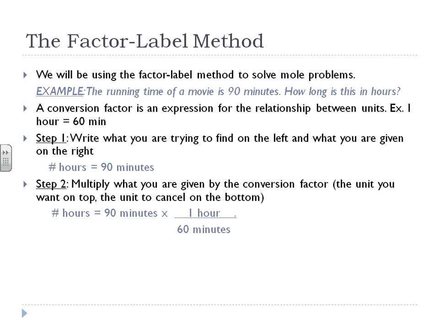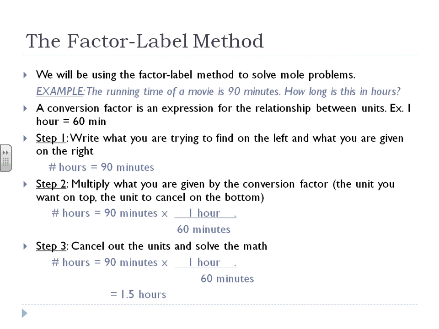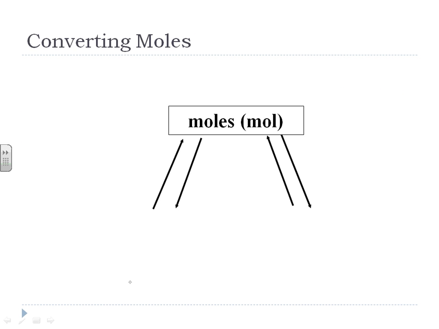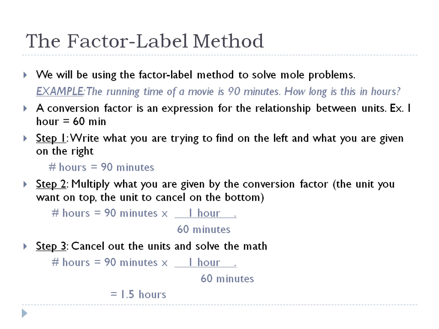Here's the trick. You have to put the unit that you want to keep on the top and the unit that you want to cancel on the bottom. So in this case, I'm going to put the hour on top and the 60 minutes on the bottom so that when I go to cancel out the units, they cancel out properly. So here you can have a look. Oops, why didn't that work? There we go.